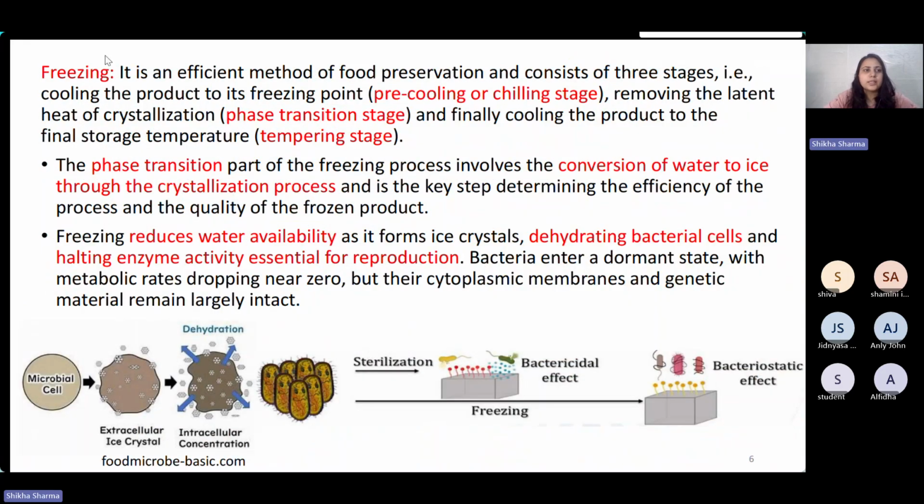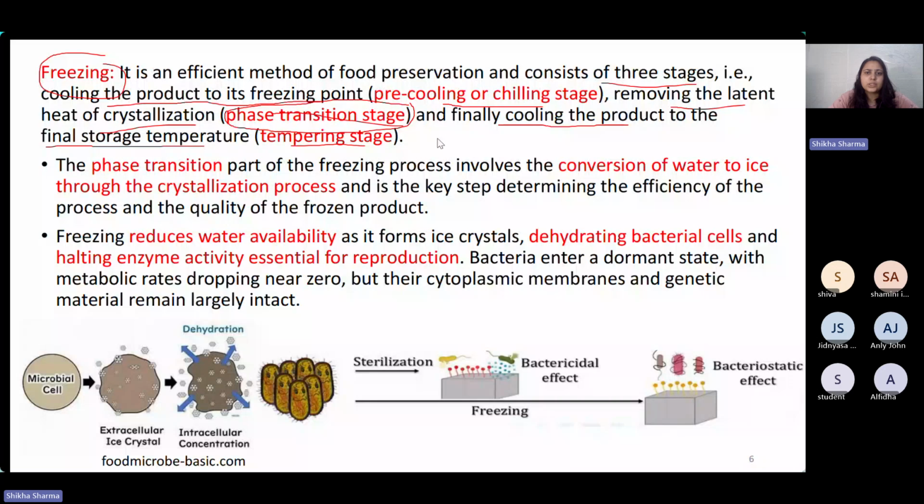So freezing is basically a low temperature method of food preservation which has three stages. One is that we are cooling the product to its freezing point, which is the pre-cooling or chilling stage, and then we are removing the latent heat of crystallization, which is the phase transition state, and then finally cooling the product to the final storage temperature, which is the tempering stage.